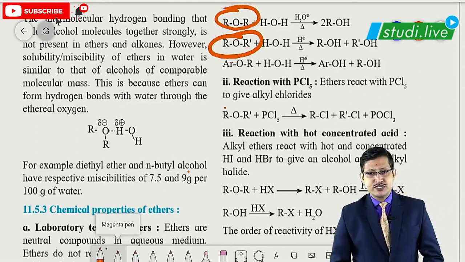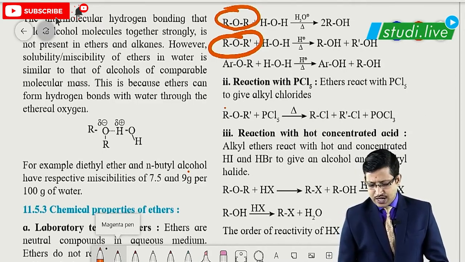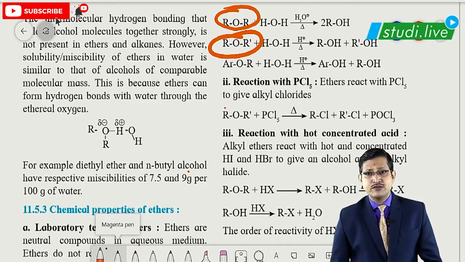Now if you have a symmetrical ether, you will get 2 molecules of alcohol. So here, this is twice ROH, 2 molecules of alcohols that you have. If you have an unsymmetrical ether, then you will get 2 different molecules of alcohol. So that's a very important point.